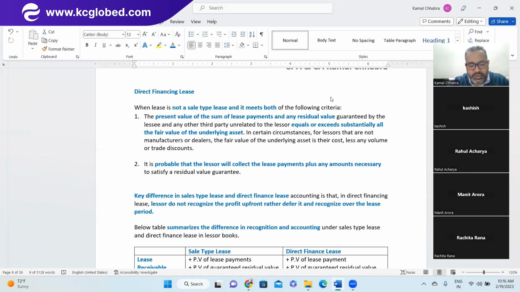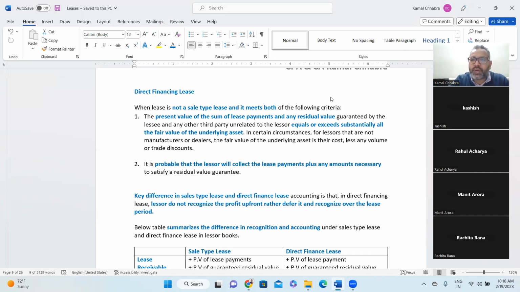So direct finance lease, like we have seen all the 5 conditions. If any one of those 5 conditions is met, then that would be classified as a sales type lease because it is meeting the conditions of an item to be considered as a sale, similar to the ASC 606 requirement, right? If none of those 5 conditions are met, but these 2 conditions are met, then we can consider that lease as a finance lease. So from the lessor's standpoint, how do we do the classification?